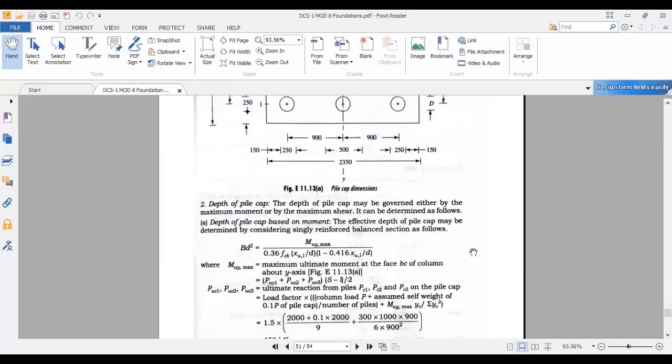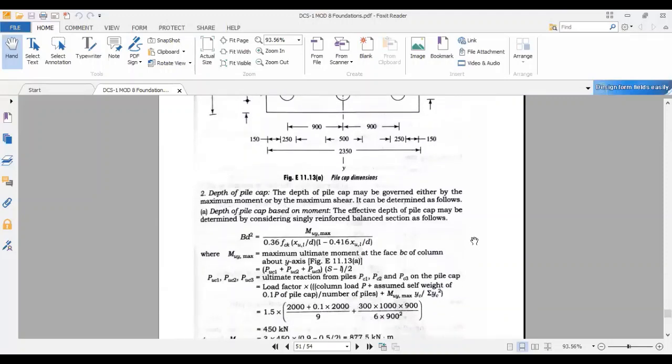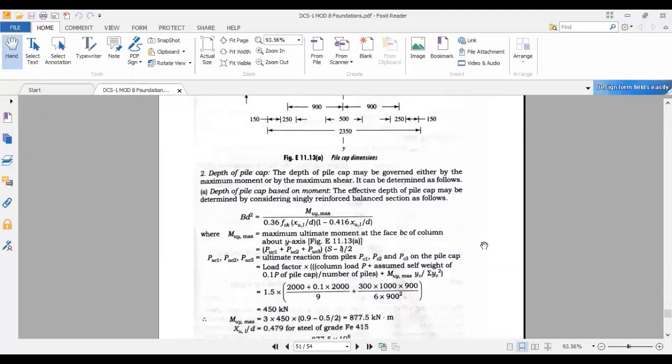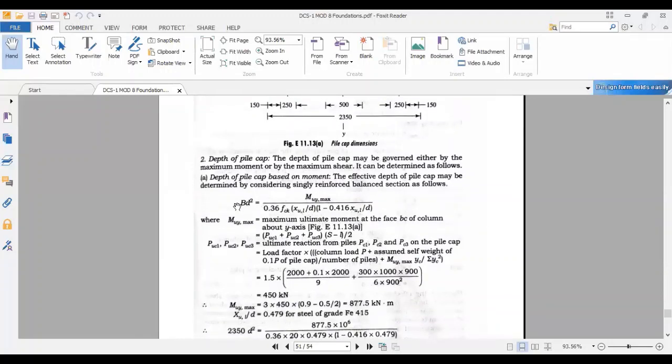Next is depth of pile cap. So the depth of pile cap may be governed either by maximum moment or by maximum shear, as you know, and it can be determined as follows. So depth of pile cap based on moment. The effective depth of pile cap may be determined by considering singly reinforced balanced section as follows. And it is given by the formula BD square is equal to Mu max upon 0.36 fck multiplied by Xu,max upon d into 1 minus 0.416 Xu,max upon d.